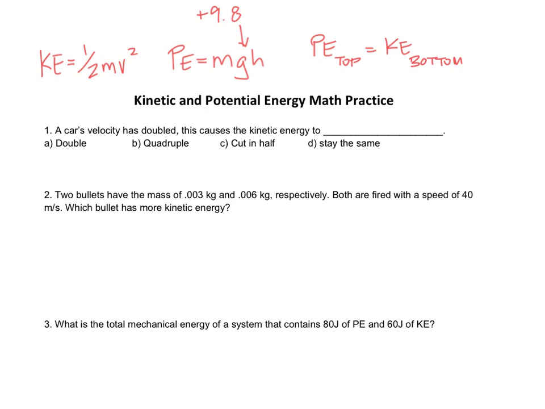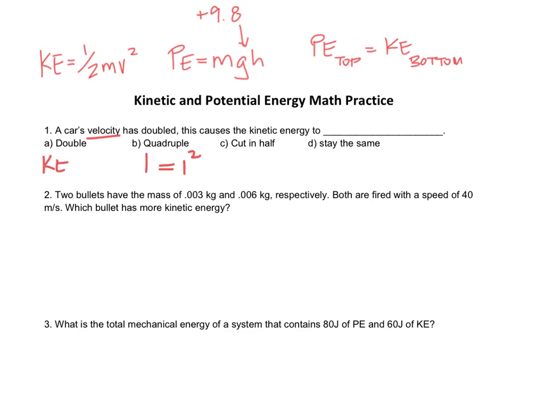Number 1 says a car's velocity has doubled. This causes the kinetic energy to do what? Well, if you look at your kinetic energy equation, we're talking about the velocity here, and you'll notice that the velocity in your kinetic energy equation is squared. So any component of V will be squared. If my velocity is 1 and I square it, then 1 squared becomes 1.